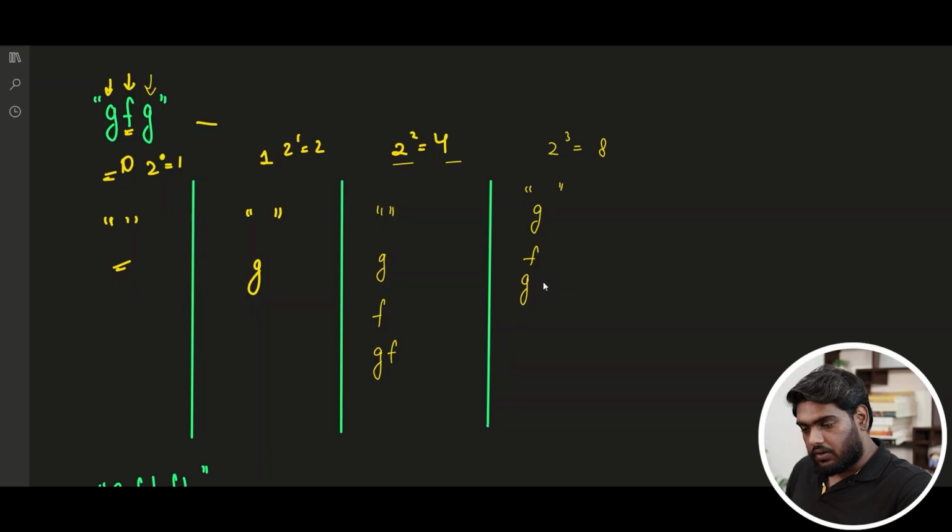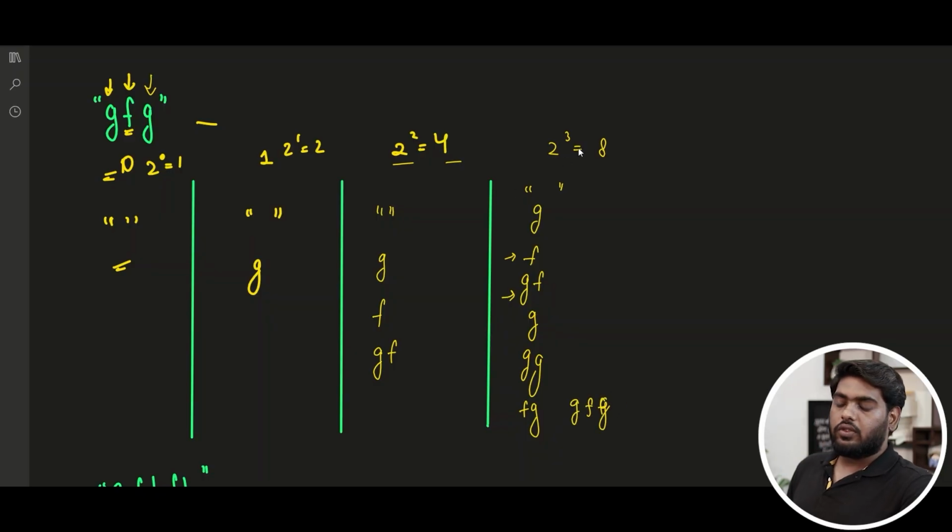So let me write it already. Then what do I have? I have this last G. I have to combine it with empty. It will become G. I have to combine it with this G. It will become double G. I have to combine it with this F. It will become FG. And with this last one, it will become GFG, right? Now these are all the subsequences.